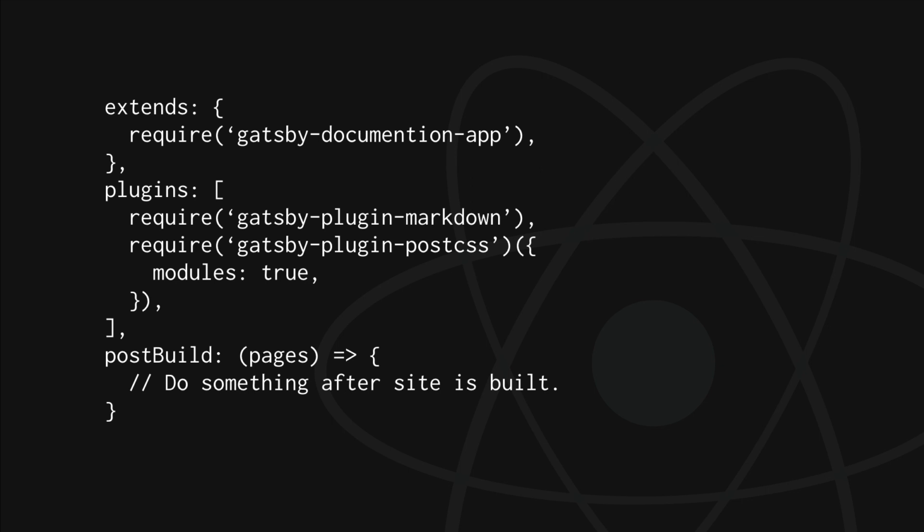And the last thing, post build, is an example of how you'd extend your Gatsby site through the built-in API. You'd have a post build hook, so that once everything was finished building, you'd be passed an array of pages, the data for all of the pages, and then you'd be able to do whatever you want with that. So that's the presentation. So yeah.